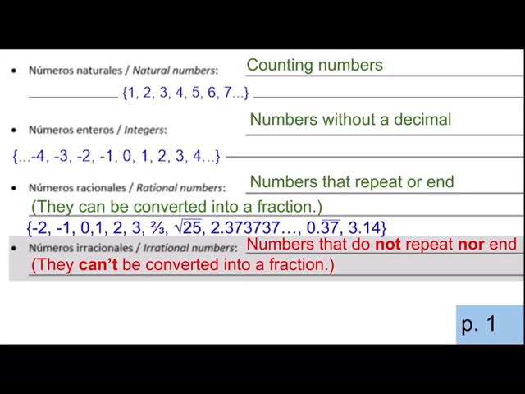Square root 25. Why is that rational? Well, what is the square root 25? If we put it in the calculator, you're going to get 5. Because what's 5 times 5? 25.